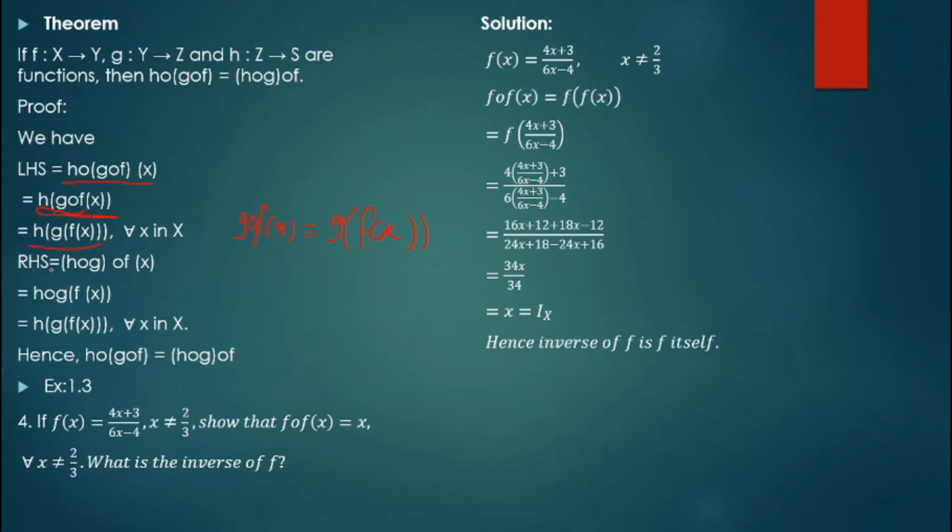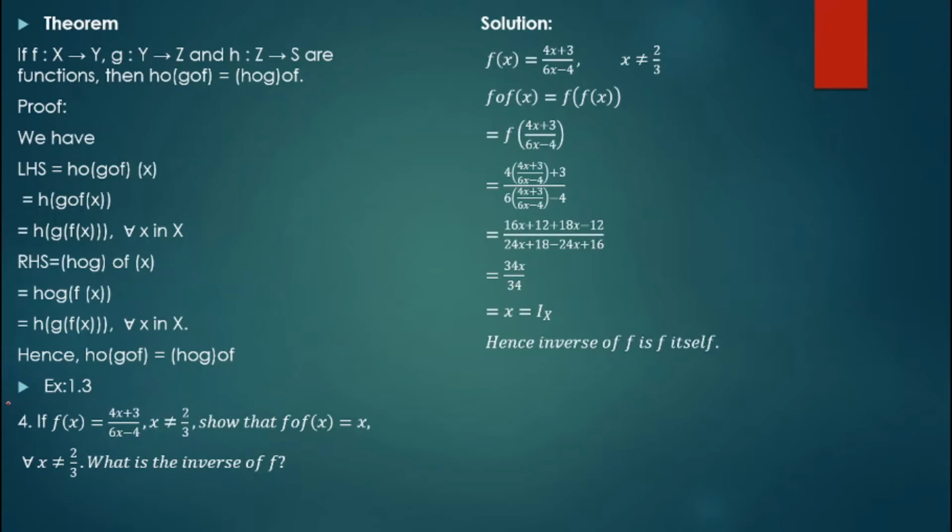Next we have RHS is equal to (h o g) o f of x. So next step, h o g of f of x, h of g of f of x. So same thing, right? So RHS and LHS are equal. We have RHS equal to LHS, so hence it is equal. So it is proved.